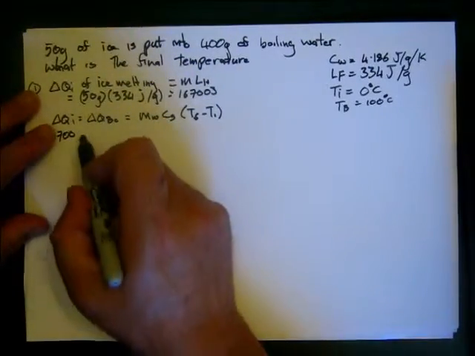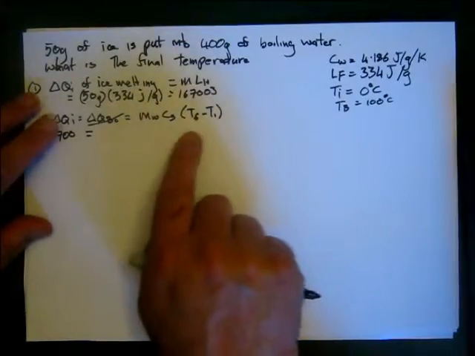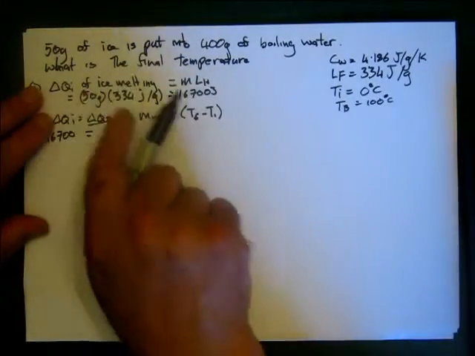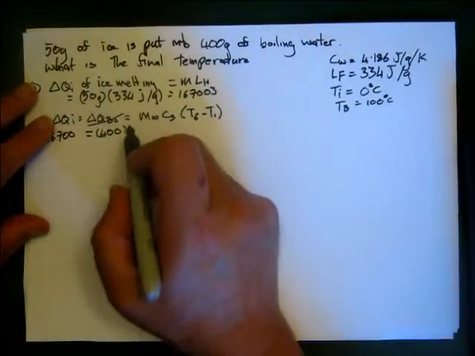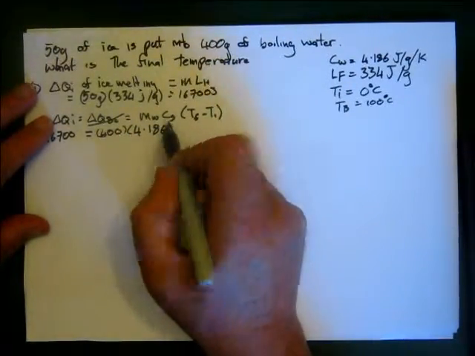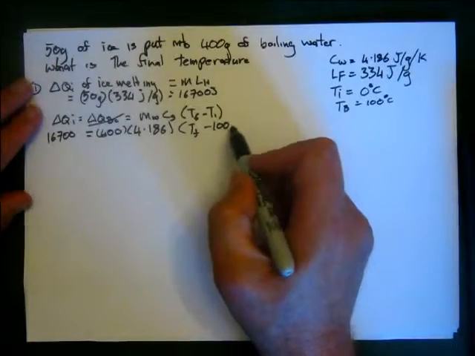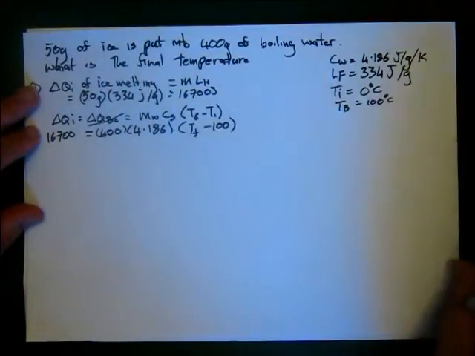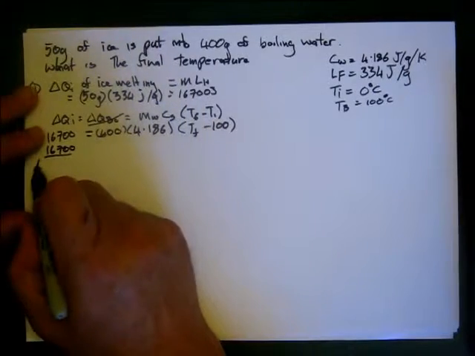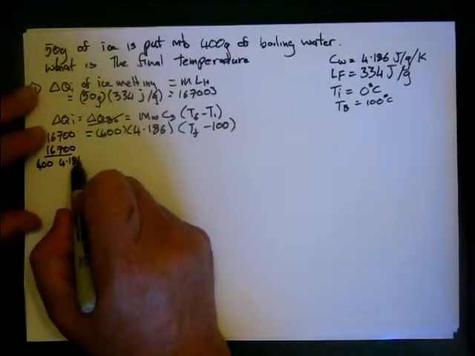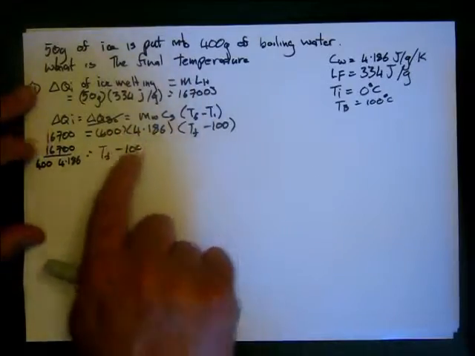When we're sticking numbers in like this, we don't stick the units in, otherwise we end up with all these tabs and things that get confused. It equals the mass of the water, 400 grams, times the specific heat of the water, 4.186, times T final, which we don't know, minus 100 degrees C. So we now simplify this out. 16,700 divided by 400 divided by 4.186 equals TF minus 100. All I did was divide both sides by that.